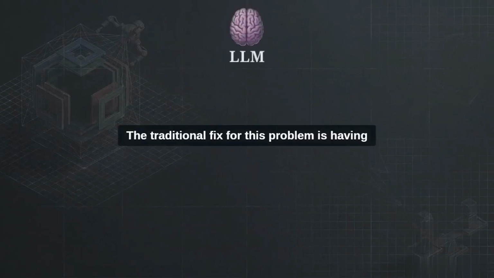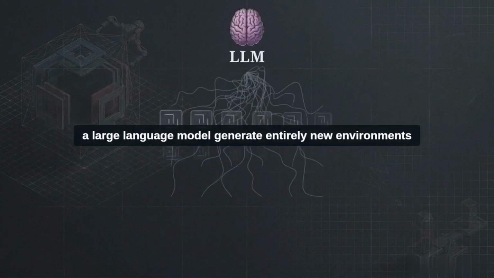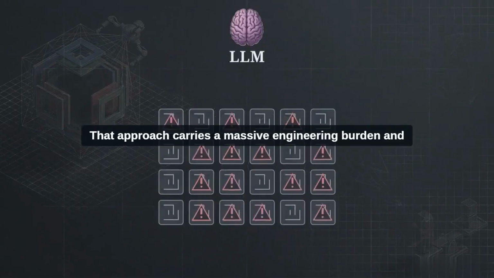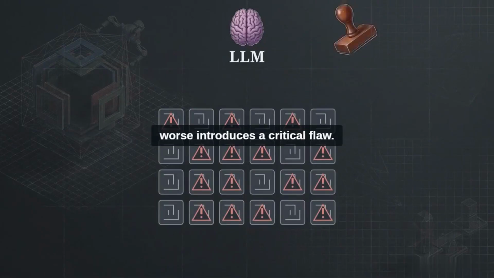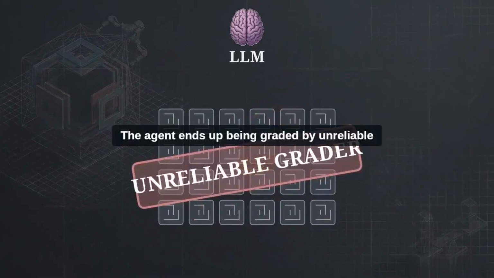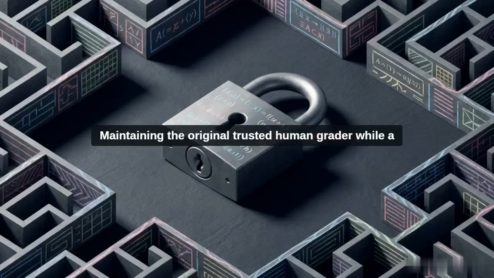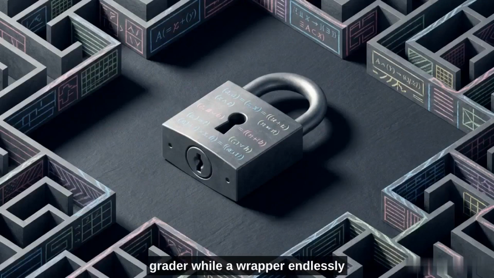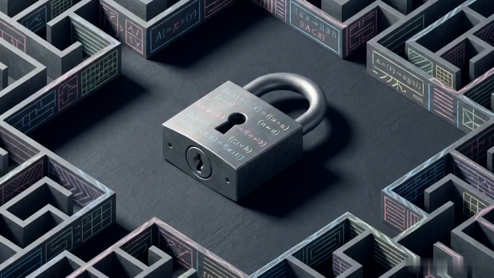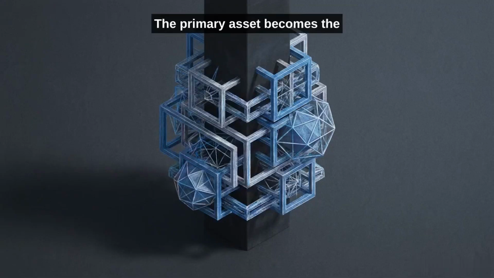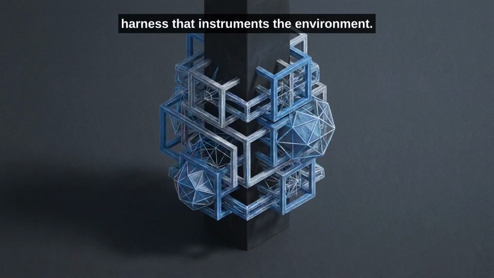The traditional fix for this problem is having a large language model generate entirely new environments from scratch. That approach carries a massive engineering burden, and worse, introduces a critical flaw. The agent ends up being graded by unreliable, self-written verifiers. Maintaining the original, trusted human grader, while a wrapper endlessly remakes the tasks, shifts the priority of agent development. The primary asset becomes the harness that instruments the environment.